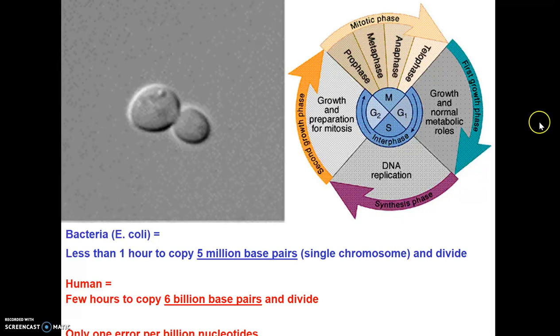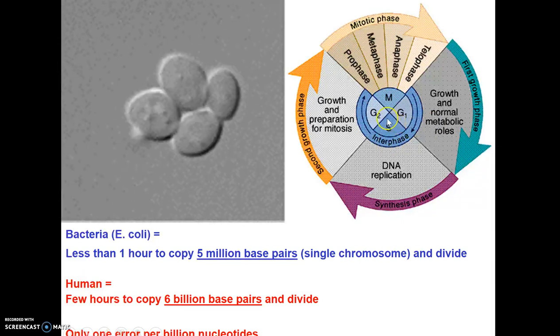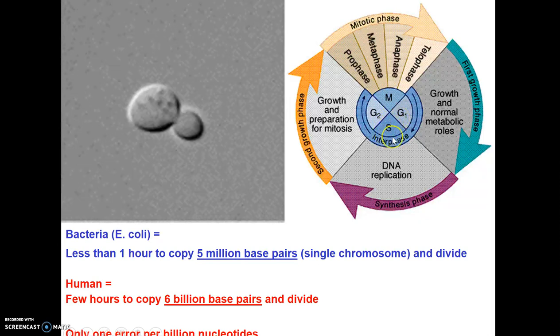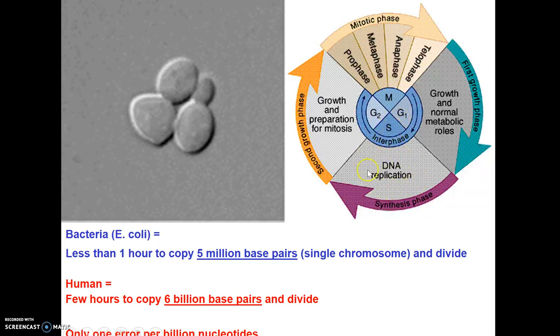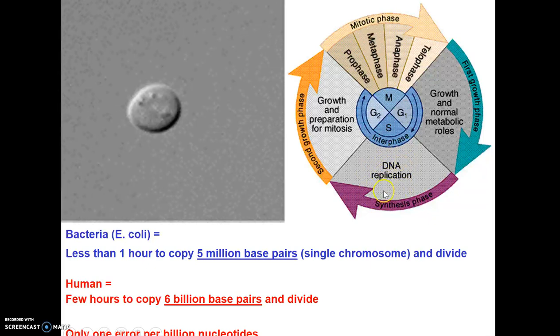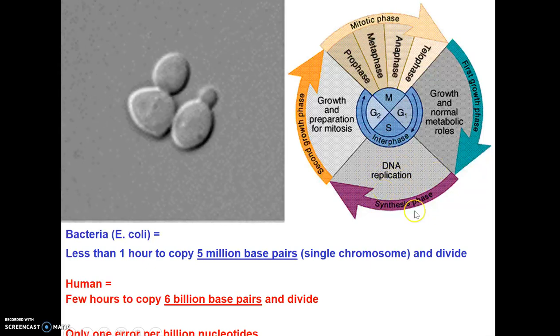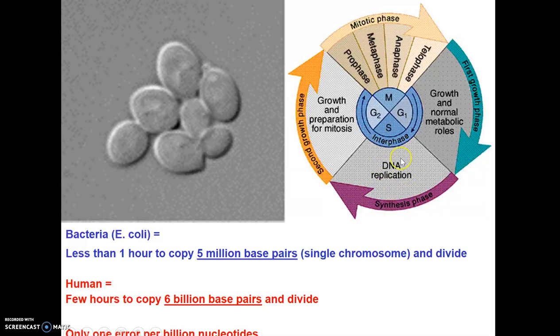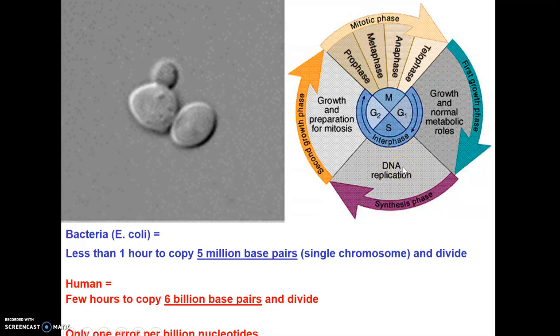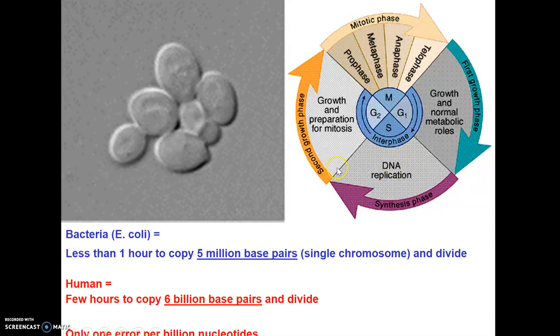If you've learned about the cell cycle, this happens during interphase in what's called the synthesis stage of the cell cycle. And that's when DNA replication takes place. If you haven't learned about the cell cycle yet, you'll get there. And this is what's going on during that stage. So you'll already be ahead of the game when you learn that.